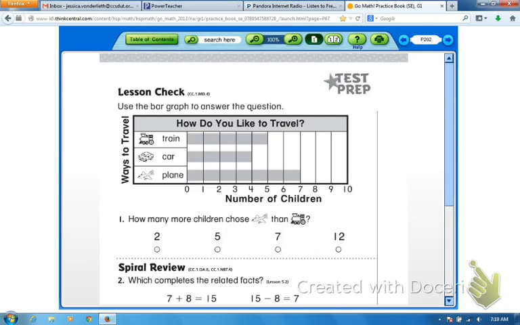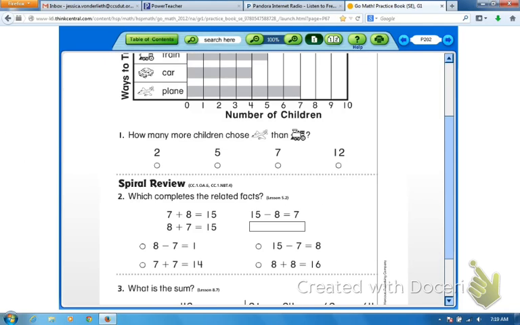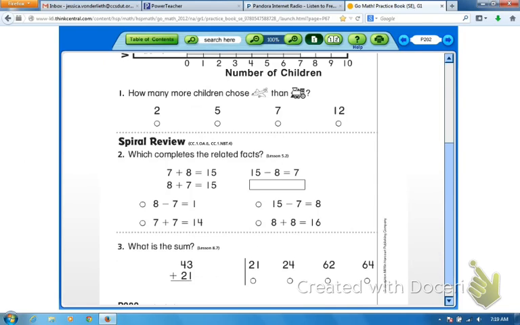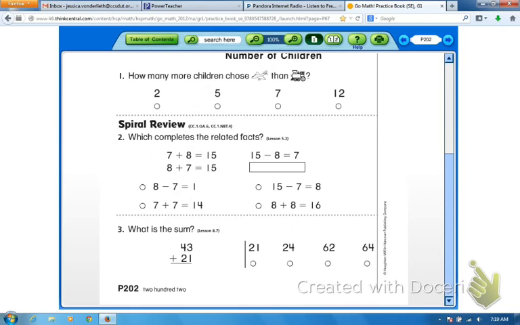At the bottom on the spiral review, number 2 is going back to chapter 5 with related facts. You just have to find the 4th related fact. And number 3 is what is the sum? So being able to solve a double-digit addition problem.